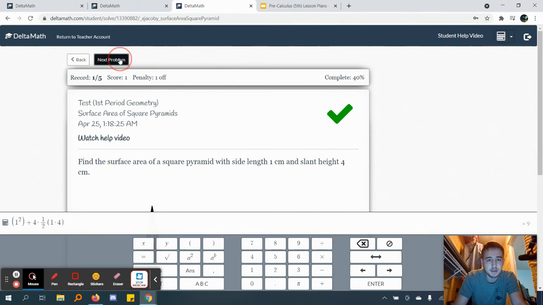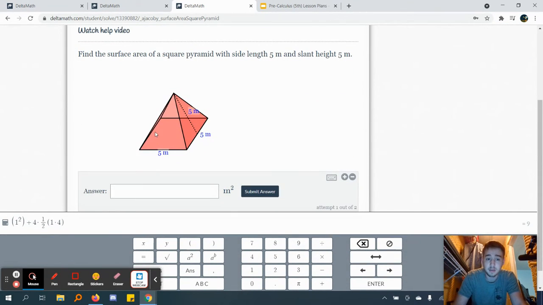I'm going to try again. There's a lot of 5's in this. So the square base is 5 on each side. So we got a 5 squared. Still going to do the 4 times because we have 4 triangles. 1, 2, 3, 4. And the 1/2 is going to stay put also because that's part of our formula for the area of a triangle.